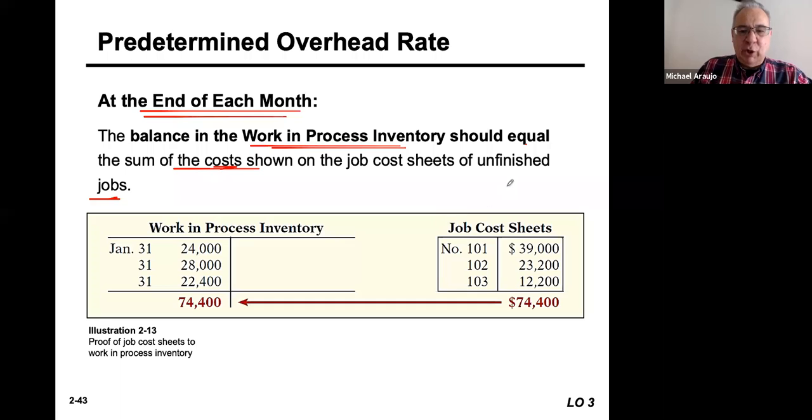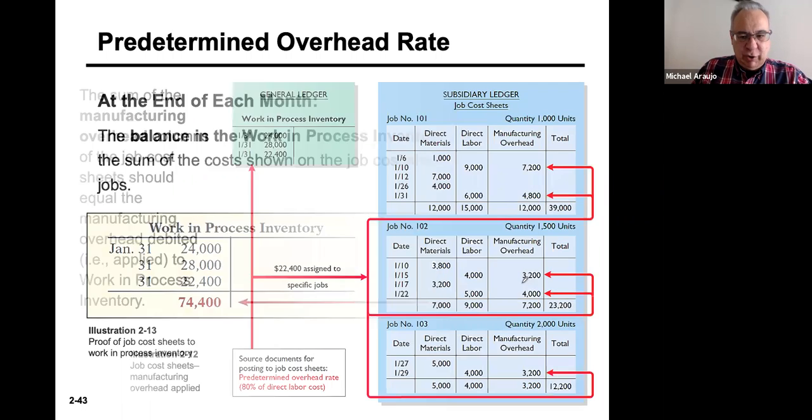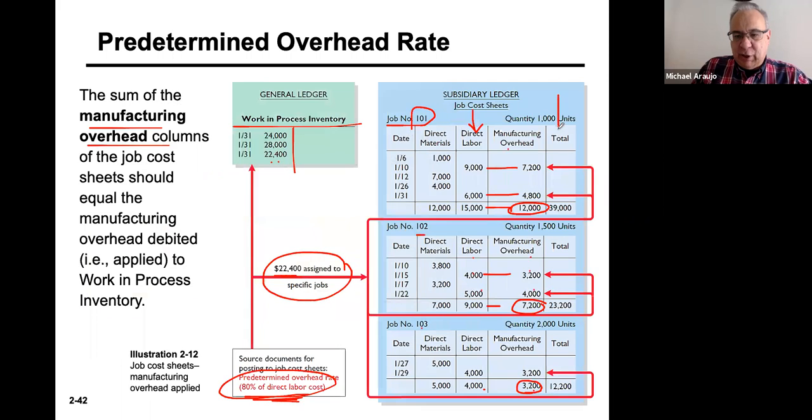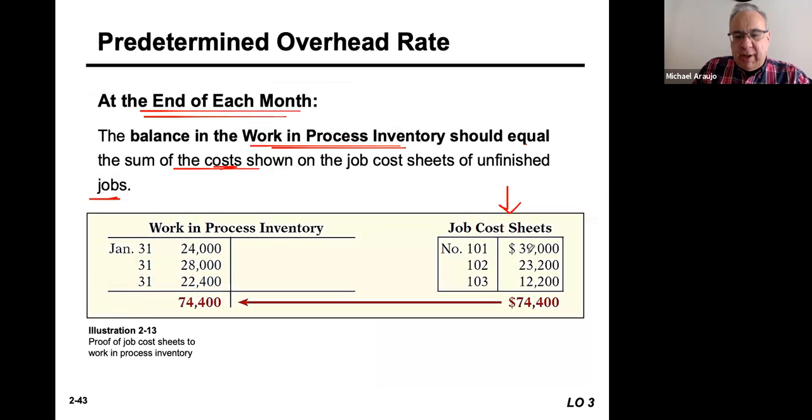Okay, so when you look at the job cost sheets, and I'll go back to show you, we're looking at these totals now. So this 39,000, this 23, and this 12 plus. When you look at all these, they have a total of $74,400 in job costs. And that should equal the amount of money that we put into our work in process inventory.